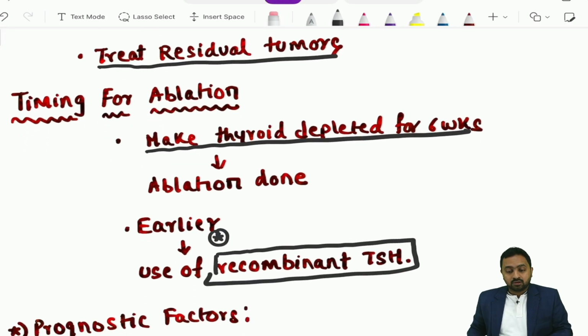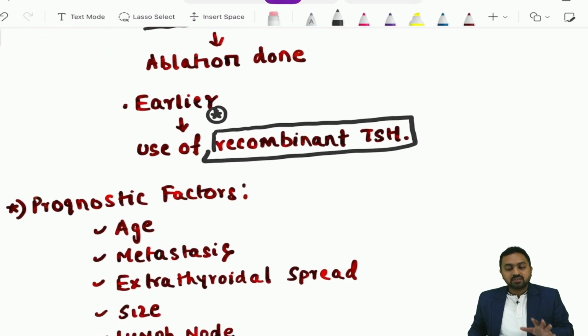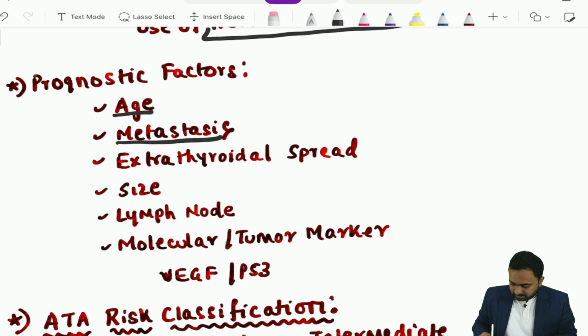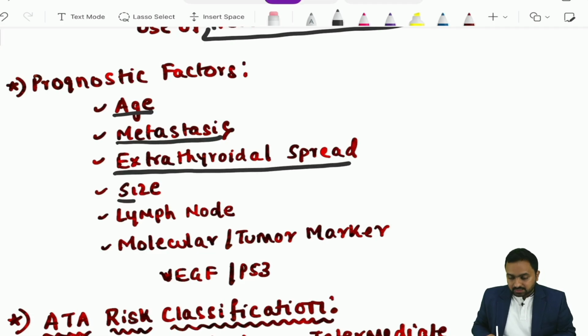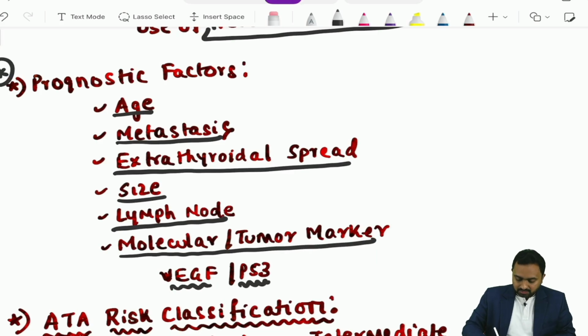Now, regarding the prognostic factors for thyroid carcinoma, the various prognostic factors include age, metastasis, extrathyroidal spread, size, lymph node, and the molecular and tumor markers like VEGF and P53. So, these are the various prognostic factors associated with thyroid carcinoma.